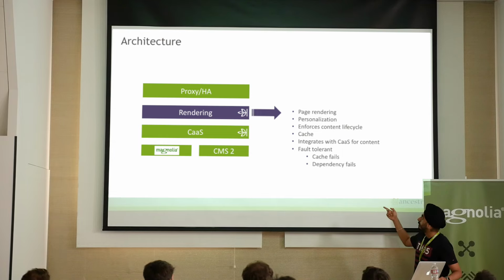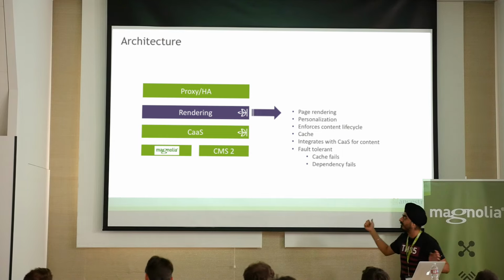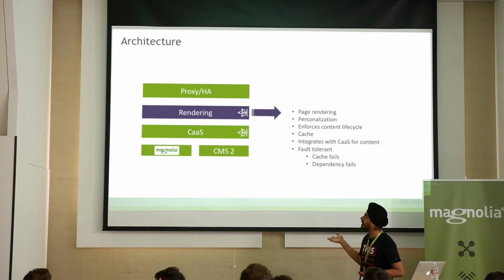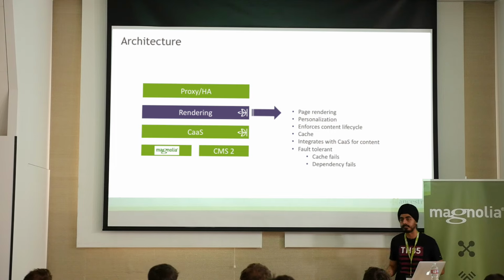So that covers both cases. If the cache that we use fails, we call the CMS system, so responses are slower, but the pages still work. If a dependency fails, just don't show that, show everything else.